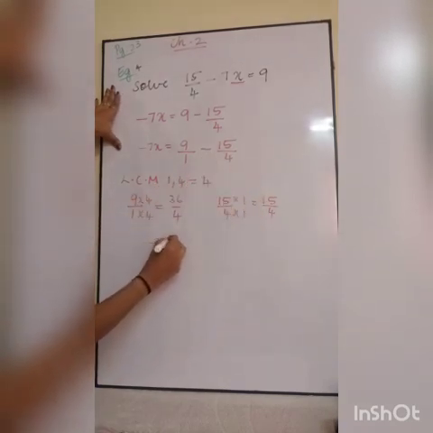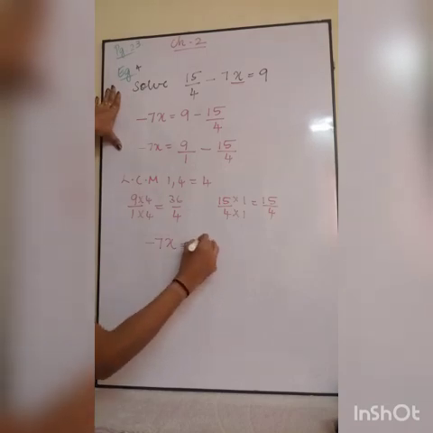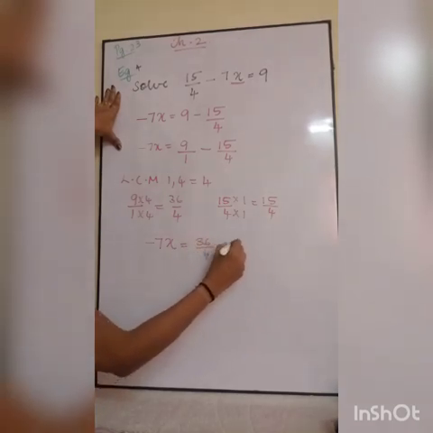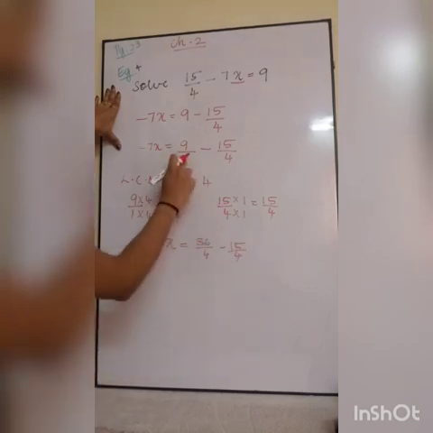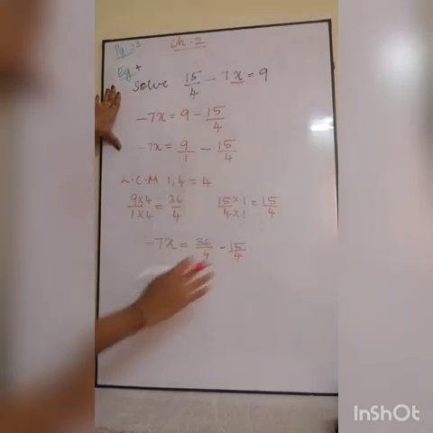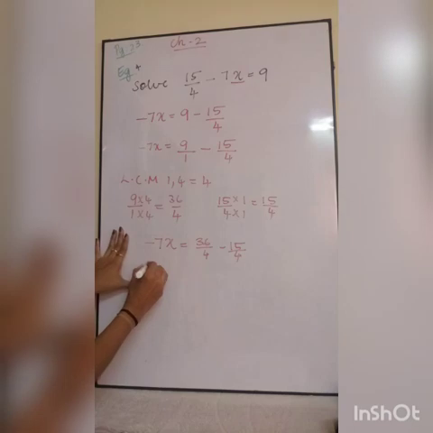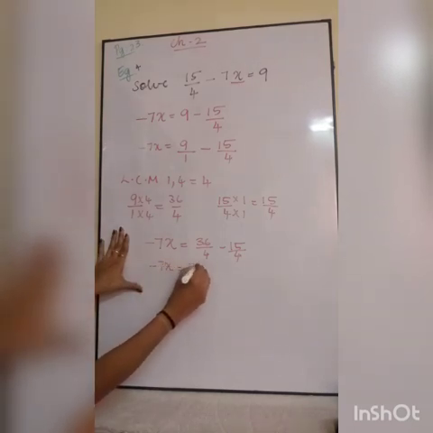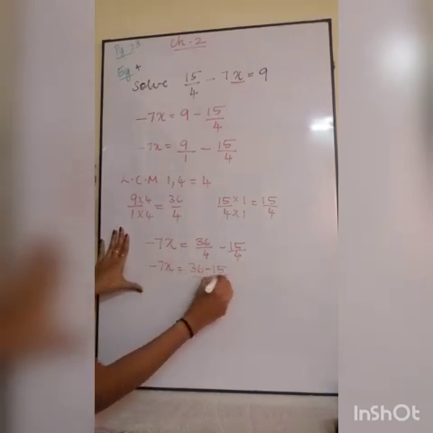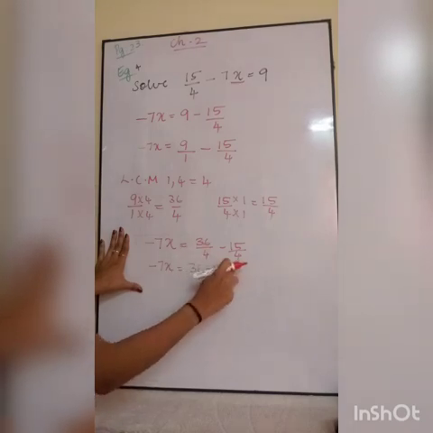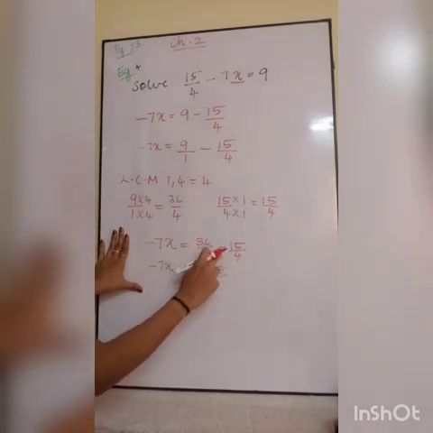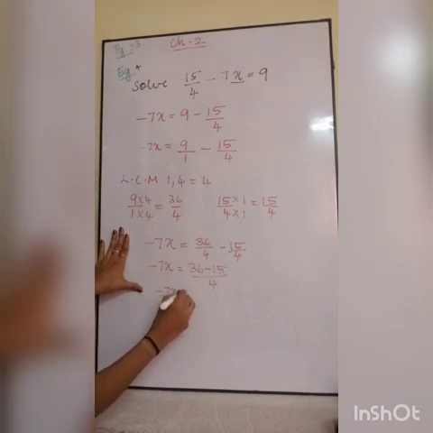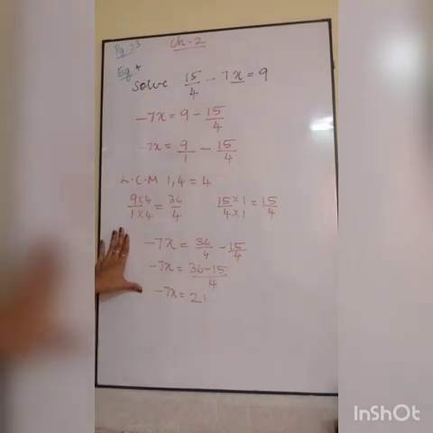So now the equation will become minus 7x equal to 36 by 4 minus 15 by 4. Shall I write like this? Yes. Now both the denominators are the same. Minus 7x equal to 36 minus 15 by 4. Because both the denominators are the same, I wrote it only once. 36 minus 15 is 21. Right? Is it right? 21, yes, divided by 4.